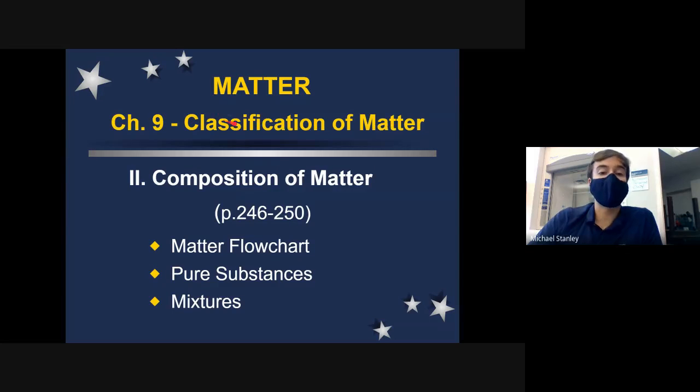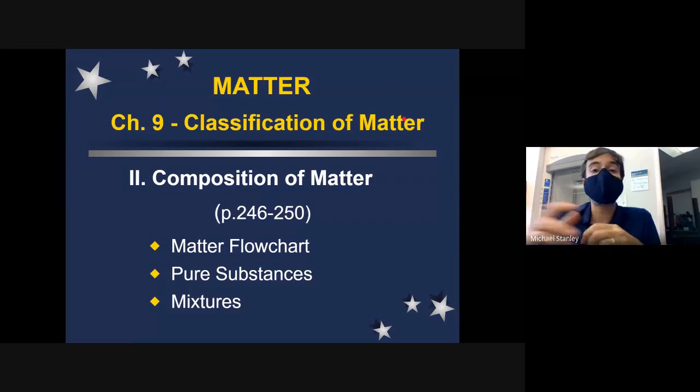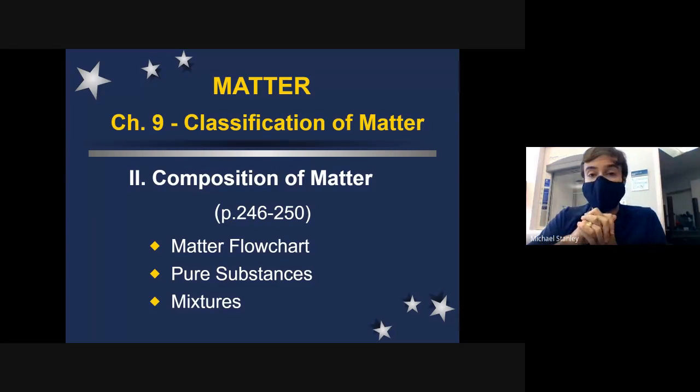So we'll be looking at the different ways that we can classify matter. Again, matter is our fancy science word for stuff, things that are out there in the universe. Today we're going to talk about how we can put matter into different categories, how we can look at it and the particles that make it up and figure out which category it goes into.